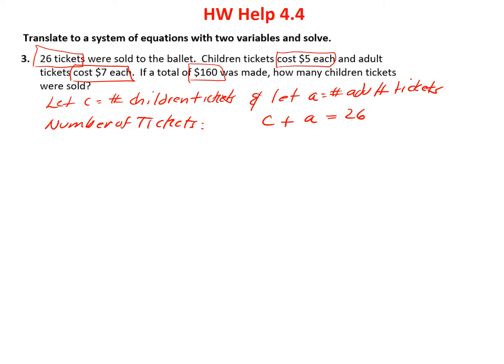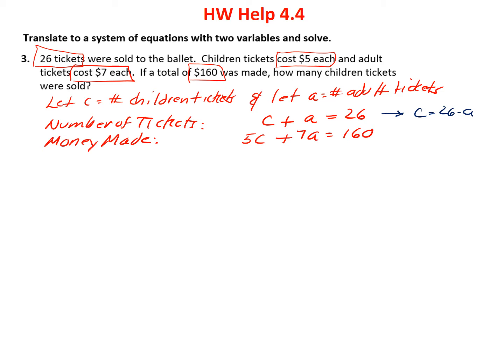Now the second one has to do with the money. How much money was made? They made $5 for every child ticket, so that would be 5 times C, and $7 for each adult, and that added up to 160. And now we have our 2 equations. Okay? So we could do 2 things here. We could do substitution. I could say C equals 26 minus A, and put that in. That would be one approach. Or we could do elimination. Let's do elimination right now.